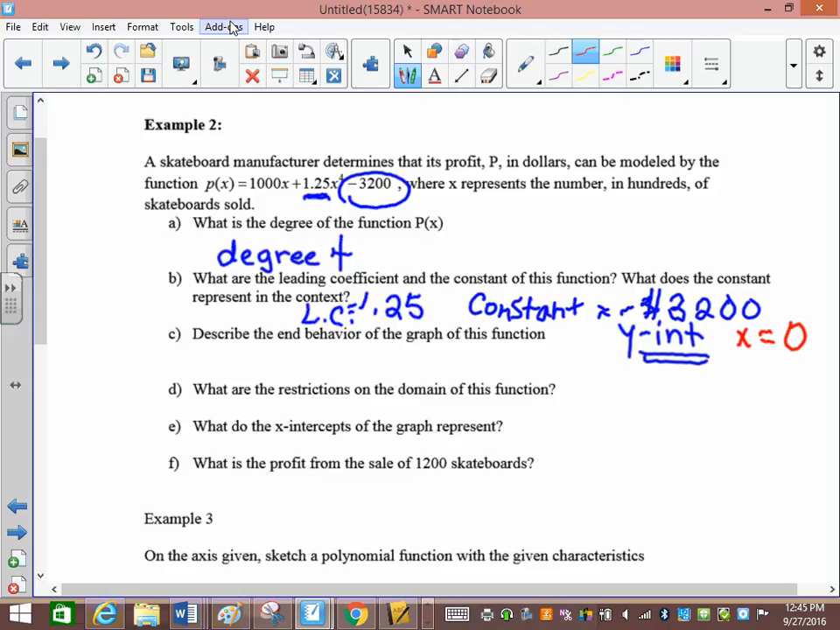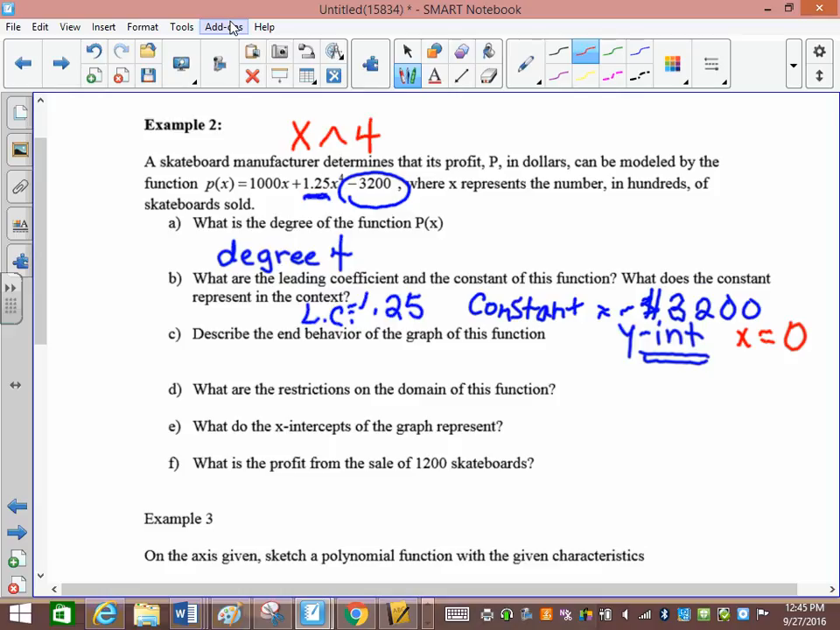So if you look at the end behavior of this graph, punch that into your calculator. So 1,000x plus 1.25x squared minus 3,200. And remember, when we punch into a calculator, we get 1,000x plus 1.25x to the 4. You don't want to put in x to the 4 by multiplying; you can press x, this little symbol below the clear button, 4. That's x to the 4. And then minus 3,200. Not negative 3,200, you say minus 3,200.